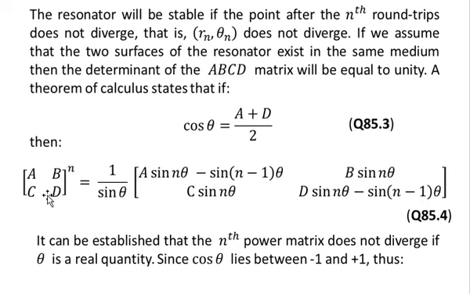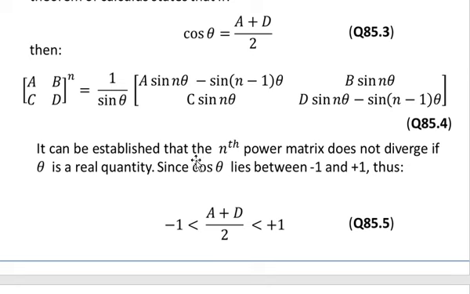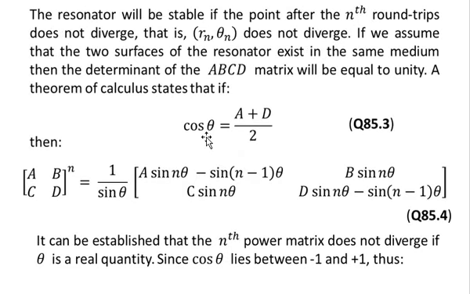So you see that now we have formulated a simplified version of the nth power of the ABCD matrix in the form of the matrix shown on the right hand side of equation number 4. It can be established that the nth power matrix does not diverge if theta is a real quantity. For example, if you solve equation number 3 and you get the real value of theta, then it means that the matrix ABCD raised to power n will not diverge.